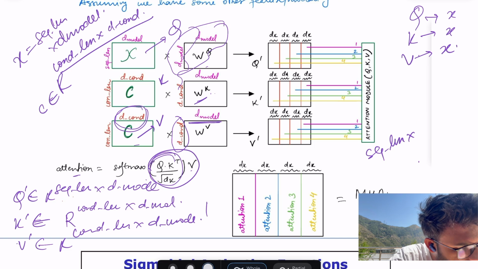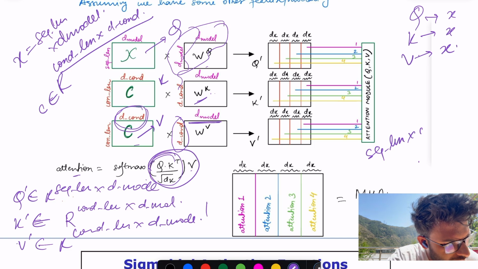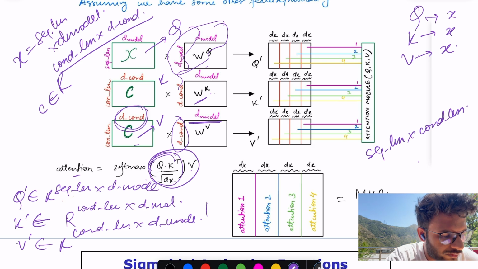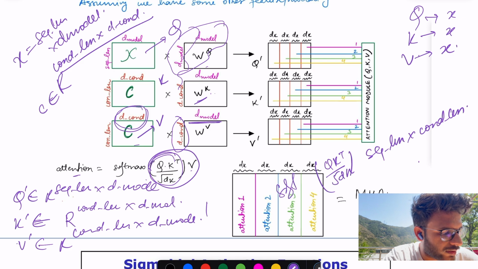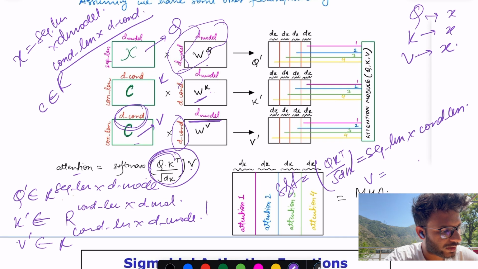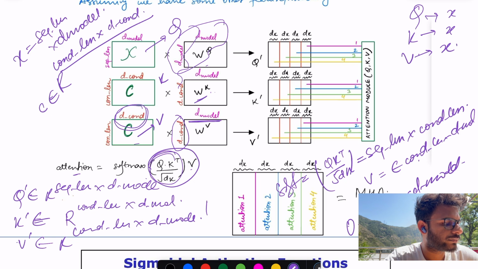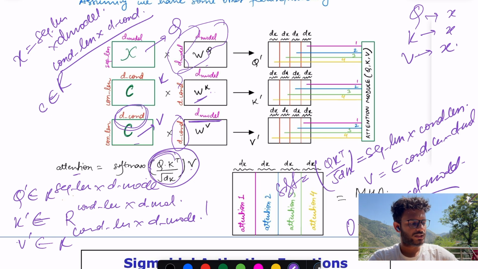So if you do sequence length cross condition length, this will be the dimension after you have applied softmax to QK transpose by root DK. After this, you'll get a matrix of this dimension, and then you have to multiply with V. V belongs to condition length cross D model. So when you multiply both, you will finally get the output, which will again be sequence length cross D model. So you can again see the consistency is being maintained.